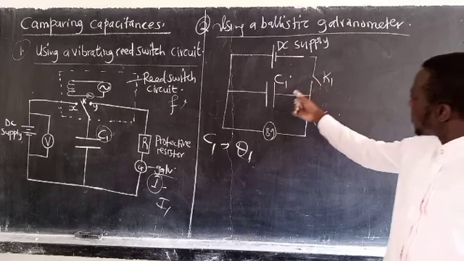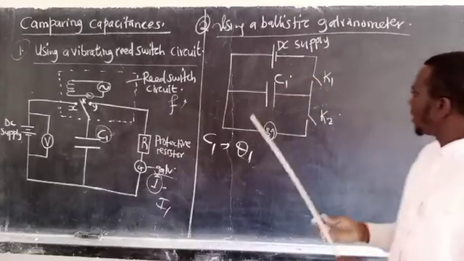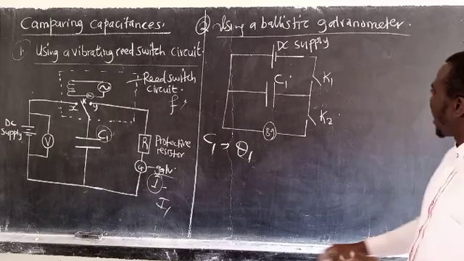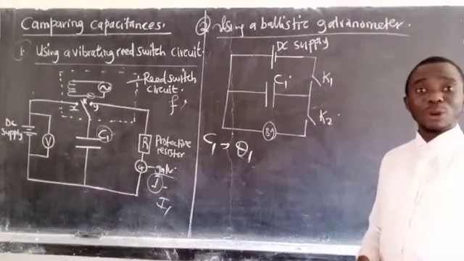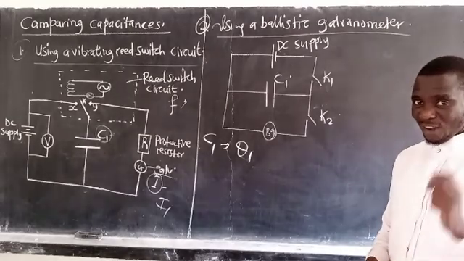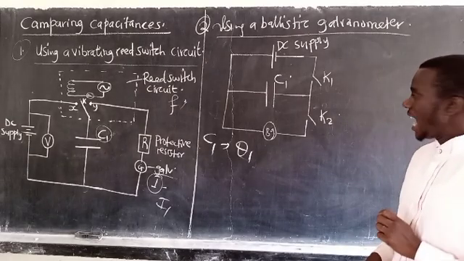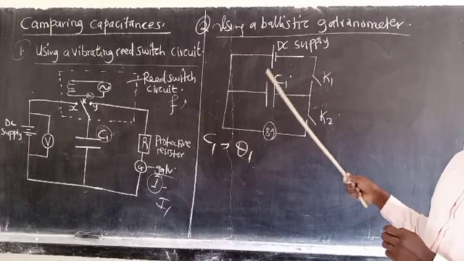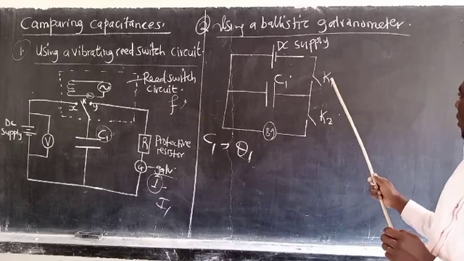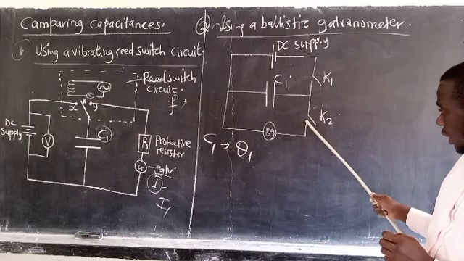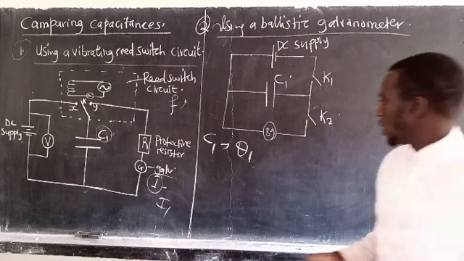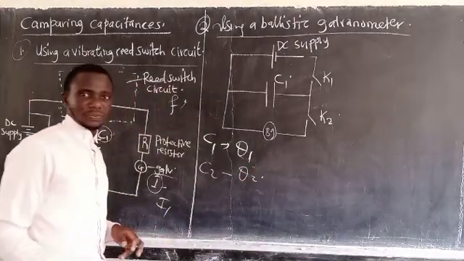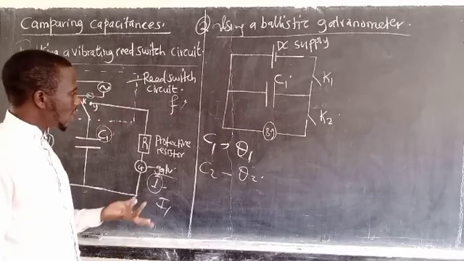Yes, we replace this capacitor of capacitance C1 with the capacitor of capacitance C2. So therefore, this one will be replaced with the capacitor of capacitance C2. And you do the same. You again close this, meaning it will be charged. Then open this and close this, it will be discharged. So you also see another deflection. When you have C2, you have a deflection theta 2. Okay?